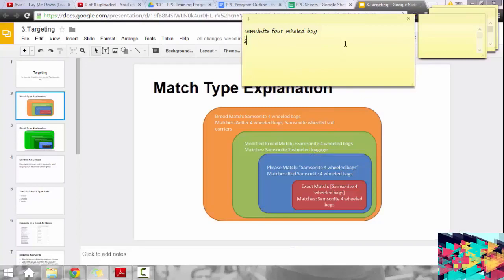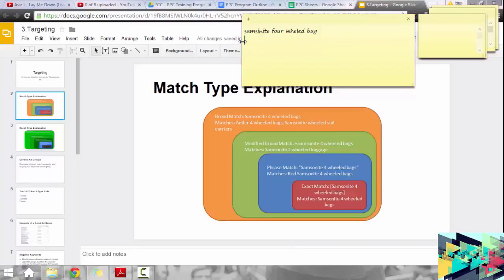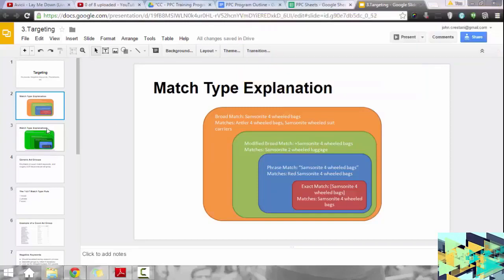As you'll see, somebody who searched Samsung four-wheeled bags, now this wouldn't even match on exact match. If we were just using exact match, this would not work correctly because they spelled Samsonite wrong, even though everything else is correct. So you actually miss out on a lot of search volume. According to Google, 15% of searches every day have never been searched before. So there's a very broad, big net out there to capture.